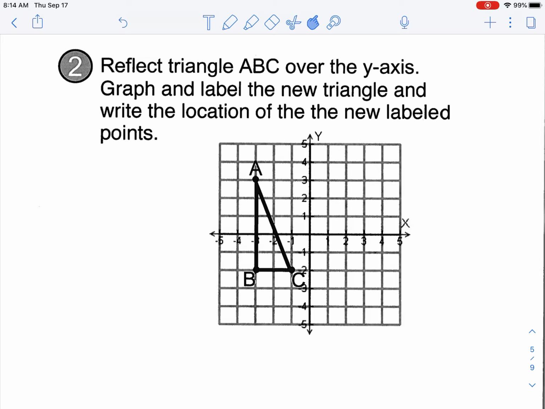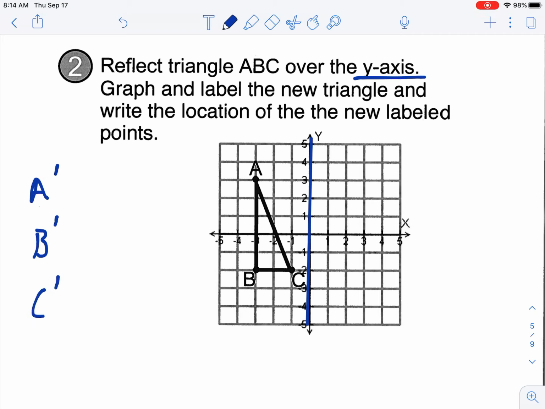Reflect triangle ABC over the y-axis. All right, now it's not always going to be labeled x and y, but they're nice on this graph, and they did put the y up by it, but remember the y-axis runs vertical right here. All right, again, our goal is to flip this and list the new points A prime, B prime, and C prime. All right, so let's do A.